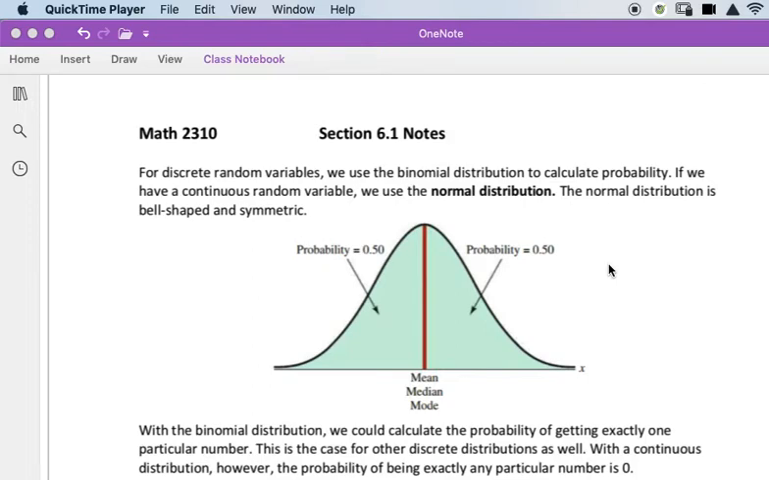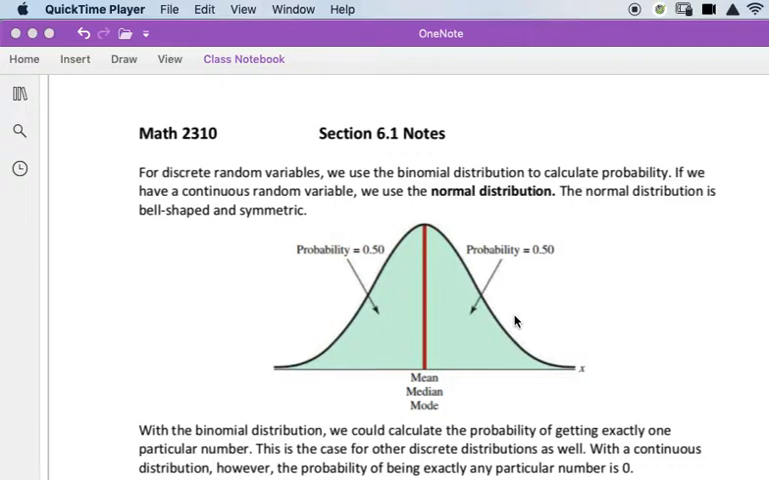In this video for section 6.1, we're going to talk about something called the normal distribution. It's this bell-shaped symmetric distribution that we saw earlier when we talked about the empirical rule. Now we're giving it a formal name of the normal distribution.